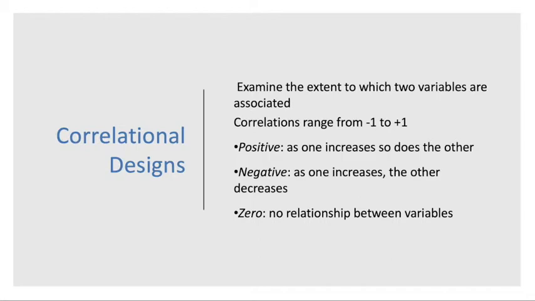Okay? Correlations can range from anywhere from -1 to +1. So if it comes close to 1, it means the relationship of change is almost perfect. Meaning that if it's a very consistent co-change between variable A and variable B.